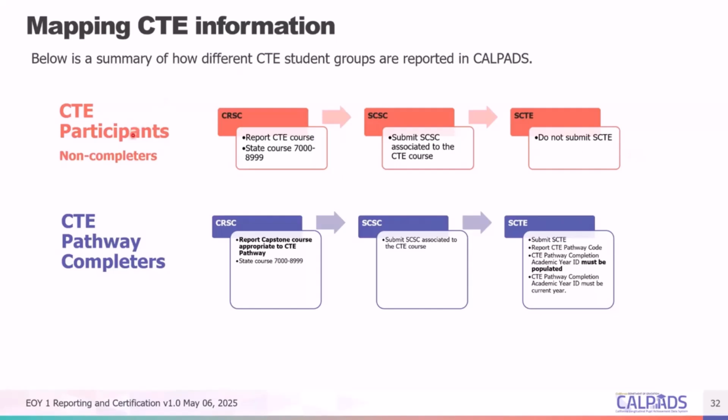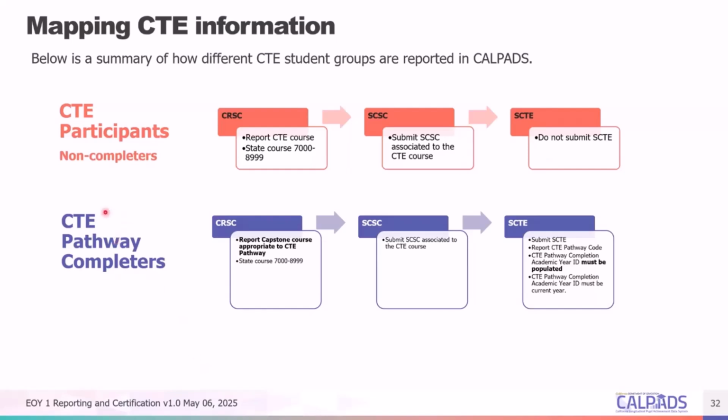So for CTE participants, as long as you have a CTE course between 7000 and 8999 and the student completed that course this year, and you do not submit the SCTE, that student is considered a CTE participant or non-completer. They are reflected in, I believe, reports 15.14 and 15.15, if I'm not mistaken.